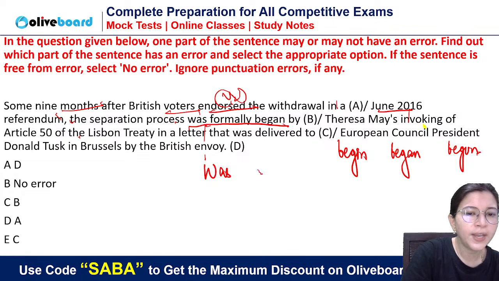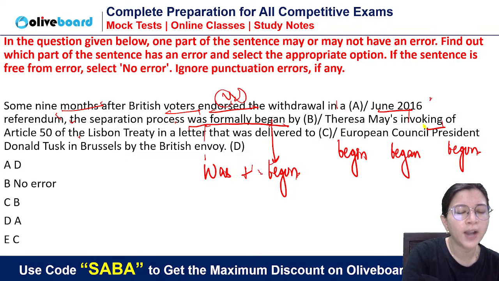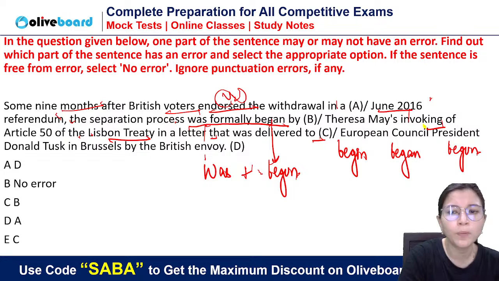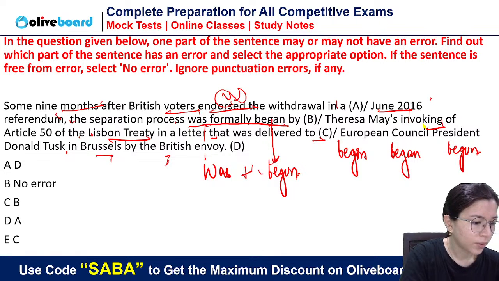Right? So we need was plus V3. So instead of began, it should be begun. So the separation process was formally begun by Theresa May's invoking of Article 50 of the Lisbon Treaty in a letter that was delivered to European Council President Donald Tusk in Brussels by the British envoy.